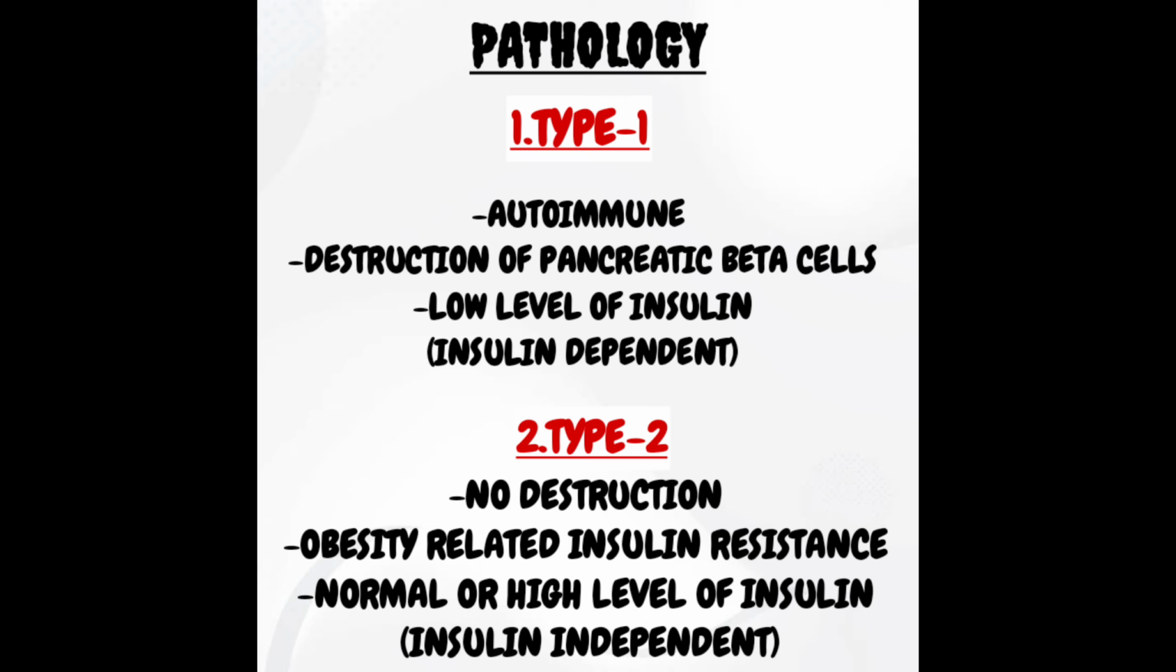In type 2 there is an insulin resistance which is almost always associated with obesity. That's why there is normal or increased level of insulin. That's why it is also known as insulin-independent diabetes.